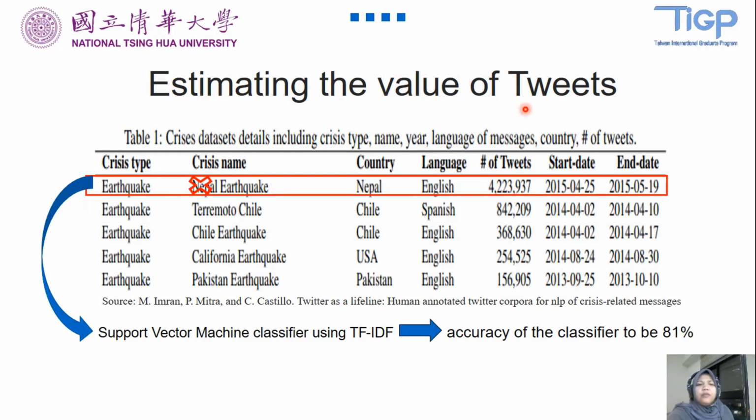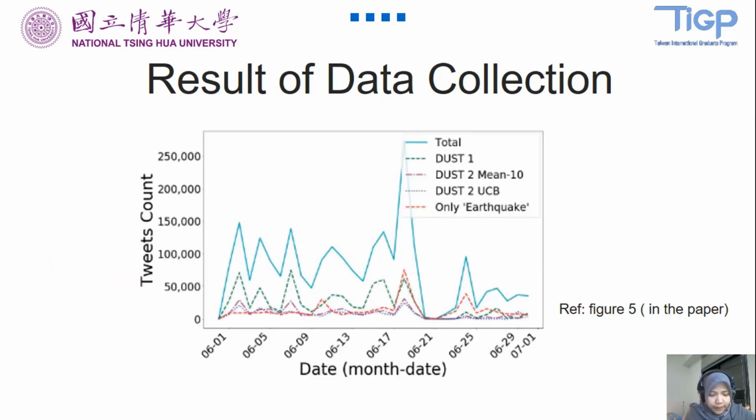They estimate the value of the tweets by comparing the relevancy of the tweets that they collect from the Twitter streaming API with this dictionary, but they remove all the Nepal words in the dictionary. They calculate the value by using a support vector machine classifier using TF-IDF, and the accuracy of this classifier is 81%. It's very high.